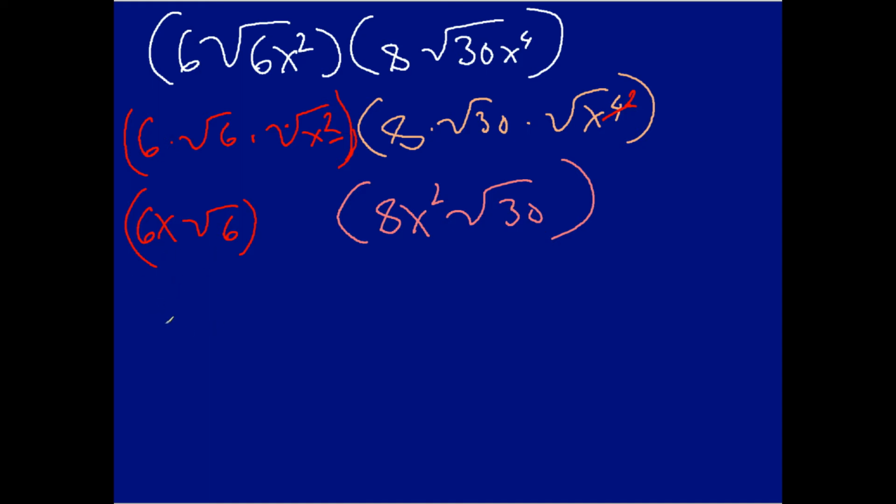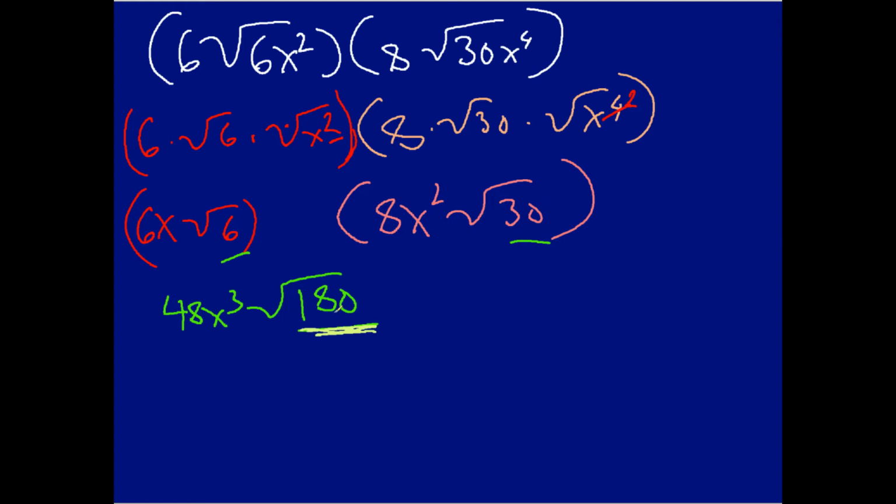And so we get 48 x to the 3rd times 180, because 6 times 30 is 180, and 6x times 8x squared is 48x cubed, basically. Now, the next thing that I would do is that I now need to simplify this 180. I'm not done with that yet. I need to simplify this guy right here. He's my problem.